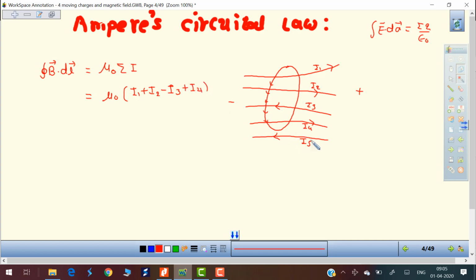This current is contributing to the magnetic field, but it is not considered on the right side. I5 produces a magnetic field here, but it has no contribution on the right side. This is the Ampere's Circuital law.